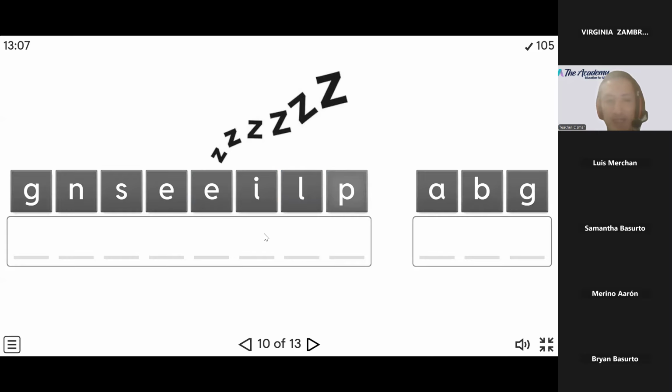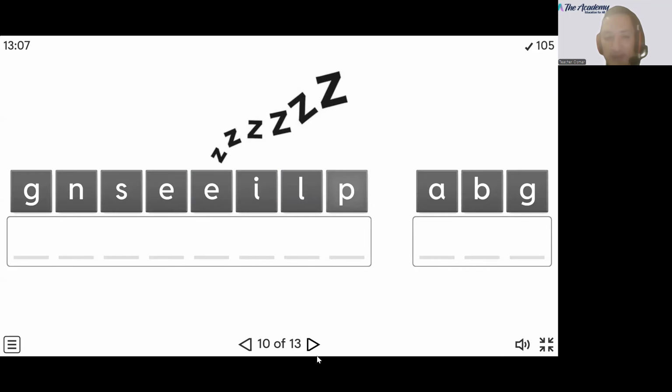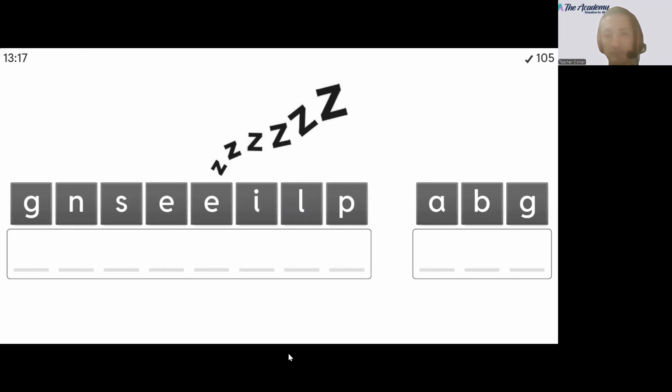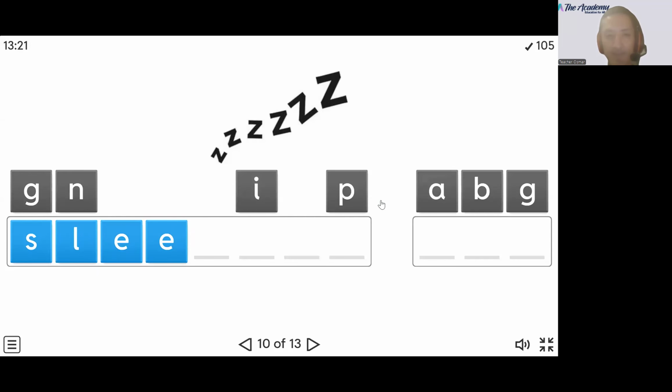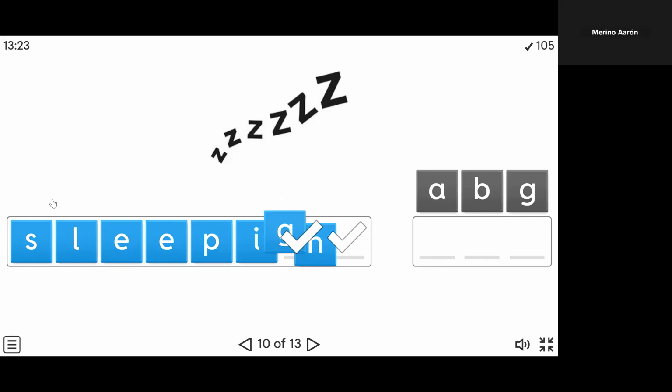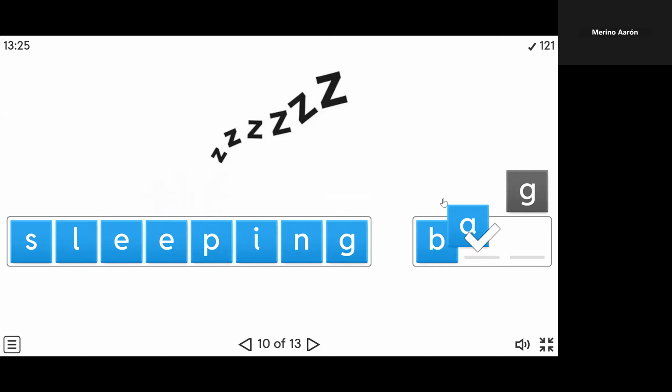Can you help me, please, Aaron? Aaron Marino, what is the next emergency equipment? A sleeping bag. Sleeping bag, okay? In Spanish, what is it? Saco para dormir. Excellent, right?